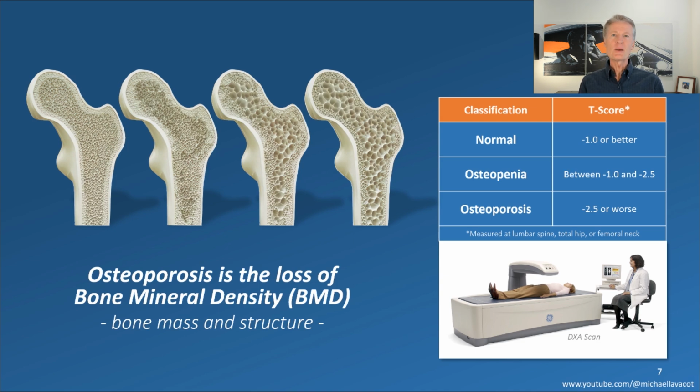Now the way this is measured is in a scale called T-score. It's not the best scale in the world, but there's a reason for it. Scores of -1 or better are considered normal. Between -1 and -2.5, you're at an increased risk of fracture. And if you're at -2.5 or worse, this is considered a high risk of fracture, also known as osteoporosis.